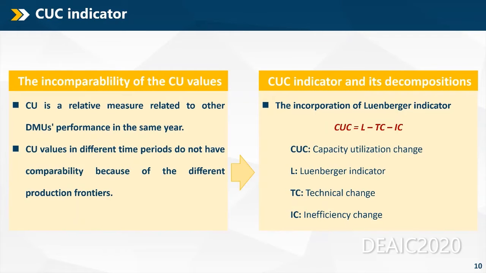Because our model is constructed on the base of DEA models, the resultant CU indicator is a relative measure related to other DMUs' performance in the same year, and the CU values in different time periods do not have comparability because of the different production frontiers. To overcome this problem, we further incorporate the Luenberger indicator and decompose the CU change indicator as Luenberger indicator minus technical change indicator minus inefficiency change indicator.